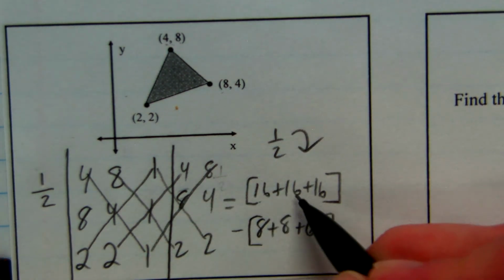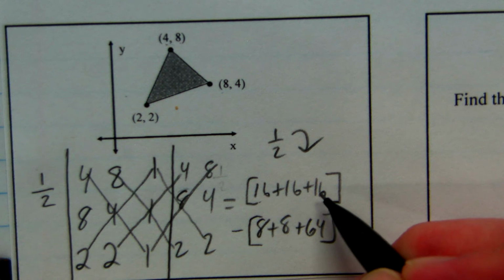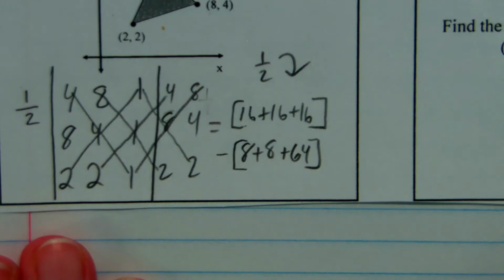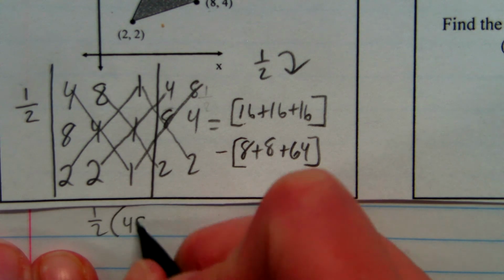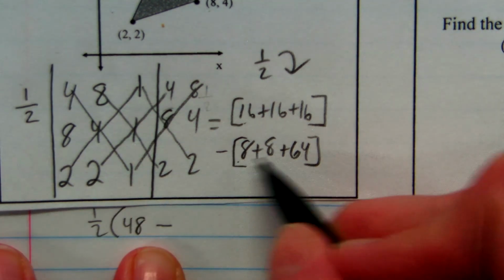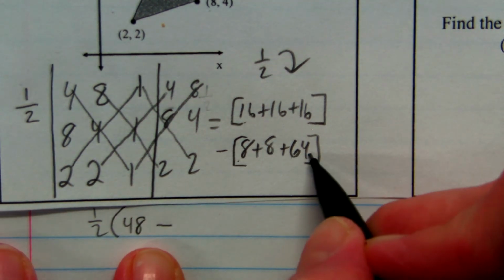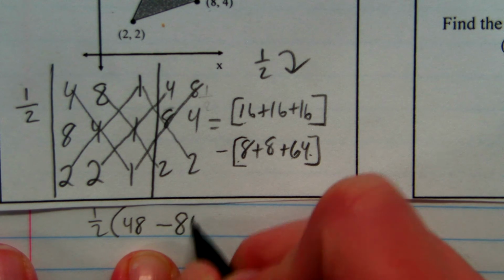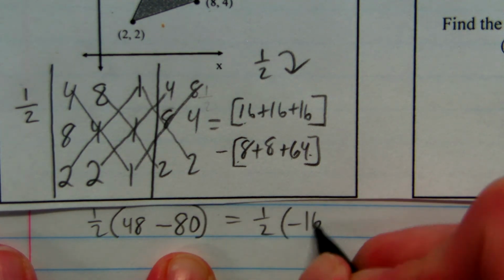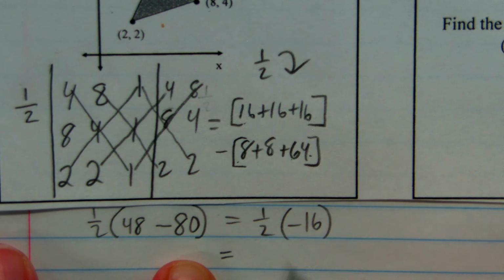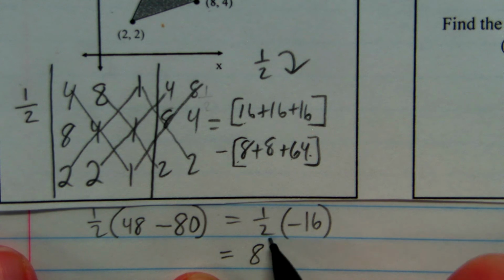So 16 and 16 and 16 make 48, I believe. So we're going to have half of 48 minus, and then 8 and 8 is 16, plus 64 would be 80. So we have half of negative 16. And remember, we want to change it to positive, so our answer would be 8. Did I make any mistakes?